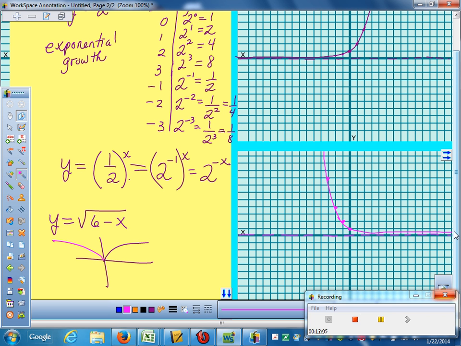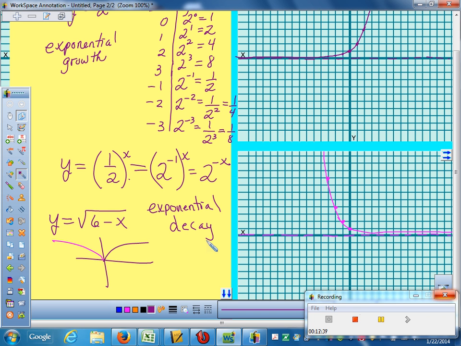If that side was exponential growth, want to guess what they call this side when it's falling? They call this side exponential decay. It's coming down. It's losing value each time exponentially instead of gaining value. So that's a decaying situation.